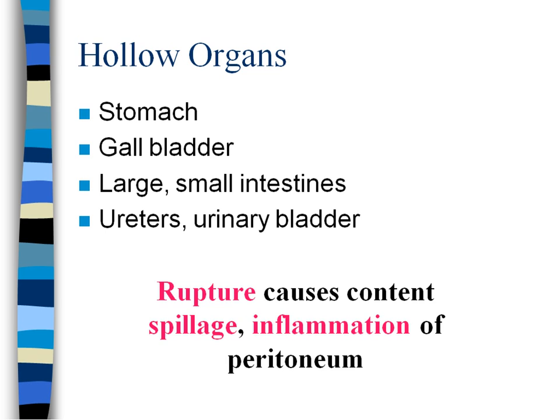For example, if you rupture your bladder and you have urine that spills into your abdominal cavity, that's acidic waste that's just sitting in there.